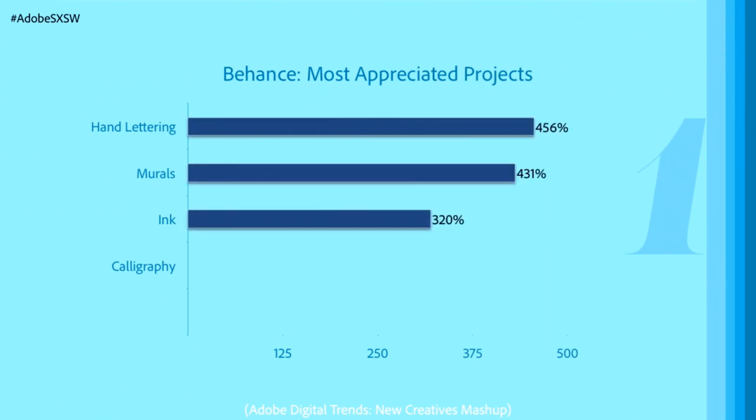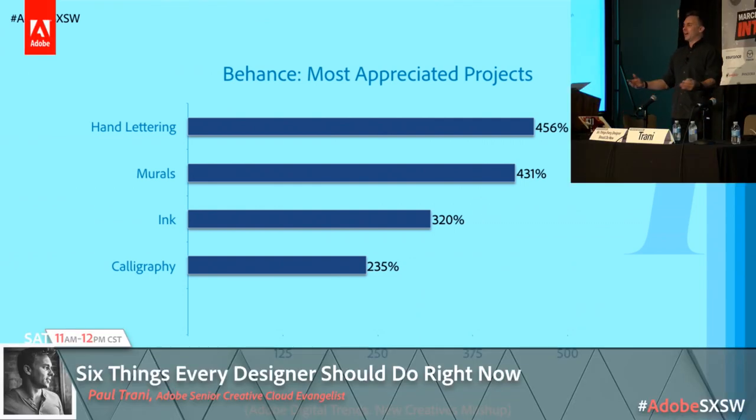And what also starts to happen, and I'll go over these stats as well, are the most appreciated projects. I don't have exact stats on this, guys, so 456 doesn't mean anything. I just wanted a bar graph to show that we have a lot. Is that wrong? So, can we all admit hand lettering is really popular right now? Murals, of course, and ink as well, sort of ink drawing.